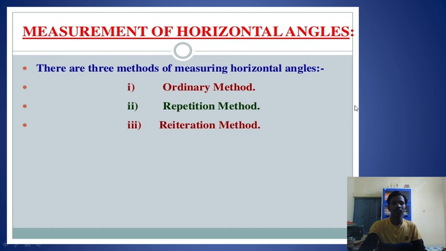Hello everyone, let's continue the second part of the Theodolite surveying unit. Today I am going to discuss measurement of horizontal angles, vertical angles, deflection angles and some of the errors occurring in Theodolite surveying work.